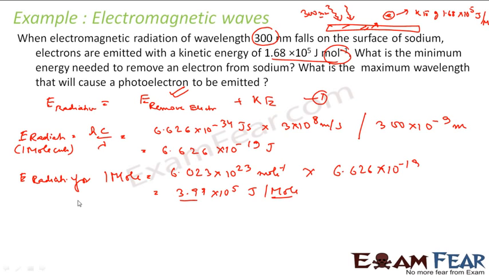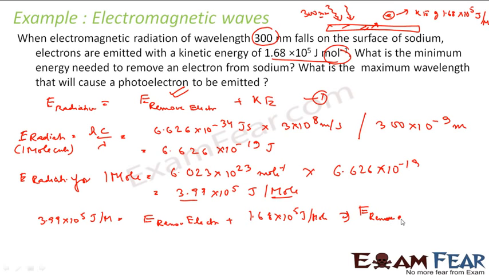Correct? So if you put this value in this equation 1, what you get is 3.99 into 10 to the power 5 joule per mole is equal to energy to remove electron plus kinetic energy, that is 1.68 into 10 to the power 5 joule per mole. So if you solve this equation, the energy to remove electron will be nothing but 3.99 minus 1.68, that is 2.31 into 10 to the power 5 joule per mole. So that answer I have got. The minimum energy required to remove electron from sodium is 2.31 into 10 to the power 5 joule per mole.